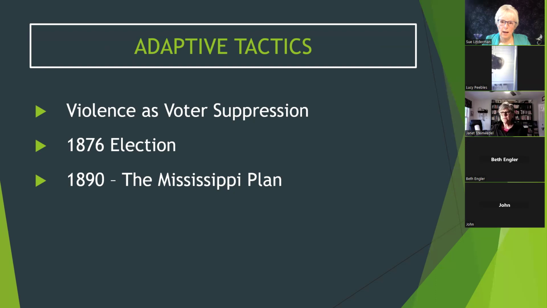And remember, when African Americans were stricken from the voter rolls, that meant that they would be stricken from the jury rolls as well, and so would not be able to participate in forming a jury of one's peers.